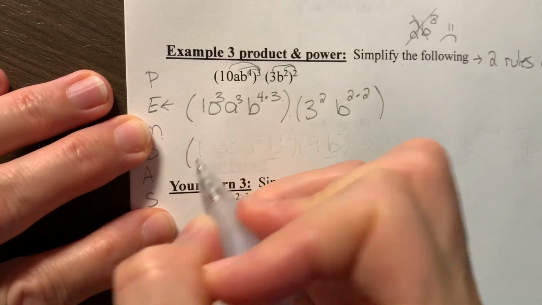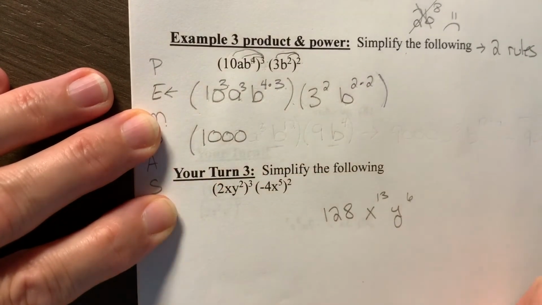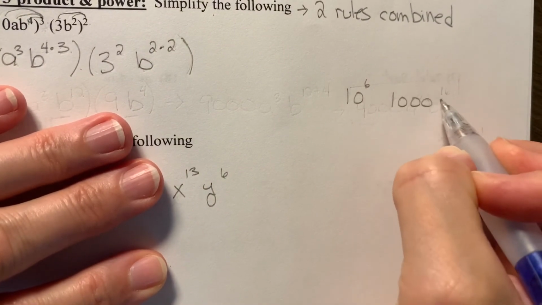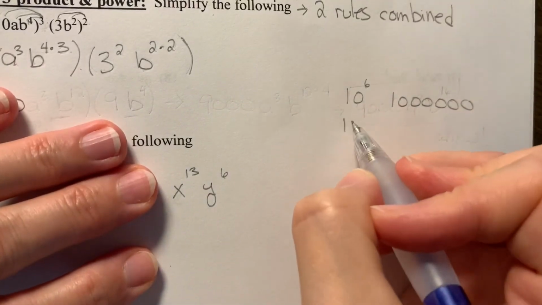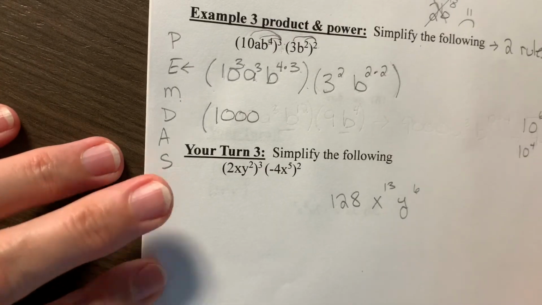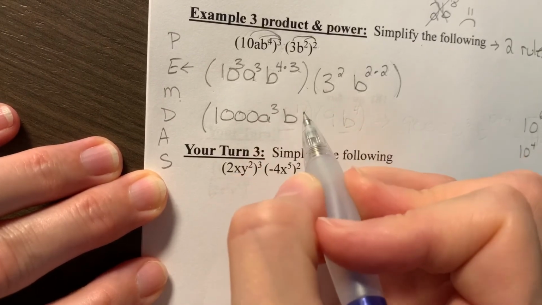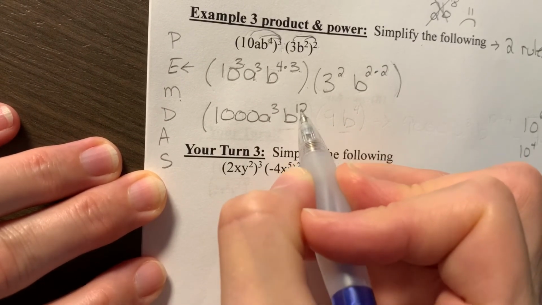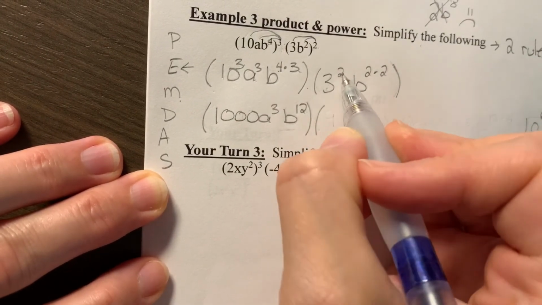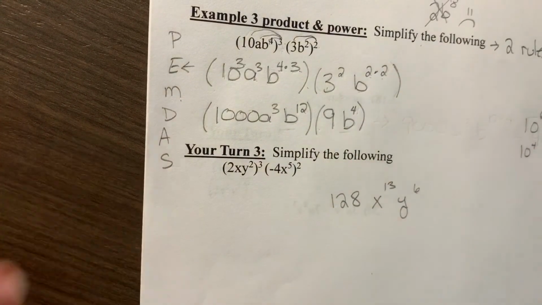All right, let's clean this up a little. 10 to the 3rd, here's a little trick. 10 to the 3rd is a 1 with 3 zeros. 10 to the 6th is a 1 with 1, 2, 3, 4, 5, 6 zeros. 10 to the 4th is a 1 with 1, 2, 3, 4 zeros. So just a little trick for you. A to the 3rd. B to the 3 times 4 is 7. No, 12. Multiply. 3 to the 2nd power, 3 times 3 is 9. B to the 2 times 2 is 4. Okay, we've done power rule.